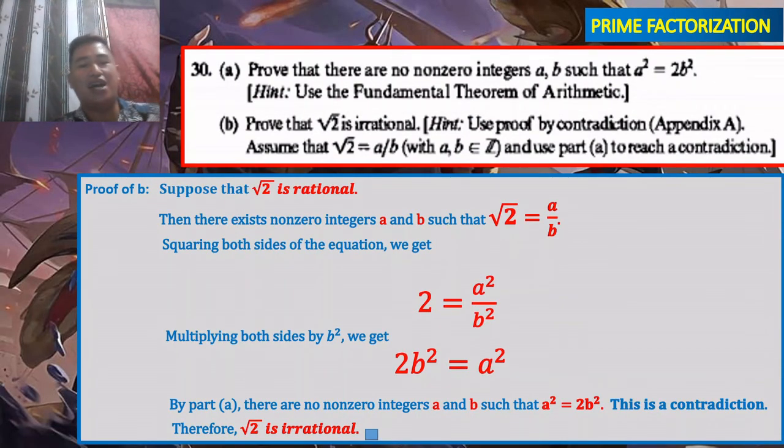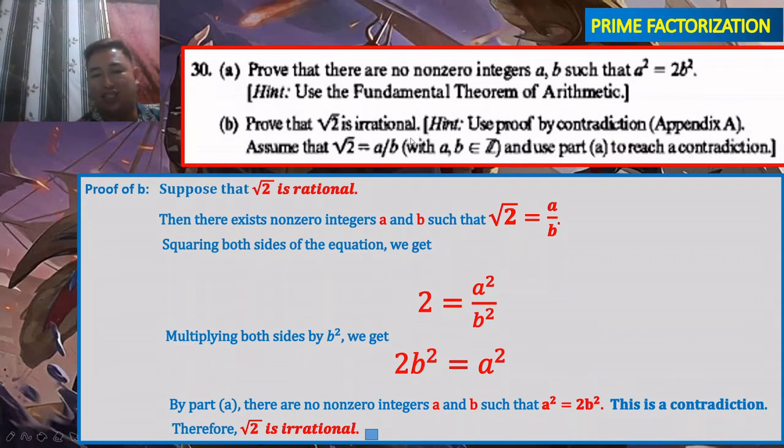Proof of B. So suppose that square root of 2 is rational. So in B class, we will prove that square root of 2 is irrational. We suppose that it is rational, then we look for a contradiction. Once we find a contradiction, therefore it is not rational, because it is truly irrational.